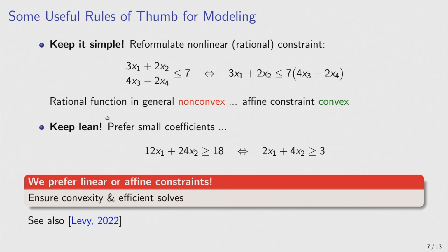A very important part of optimization is also that you want to avoid having coefficients which are very unbalanced. I've seen models where you have coefficients that are of the order of 10 to the minus 6, and then coefficients that are of the order 1. And so those are very bad constraints because they introduce numerical issues when you do matrix factorizations. So again, we prefer linear or affine constraints. They ensure convexity, and this is a really nice reference. It's a nice little introduction to optimization.